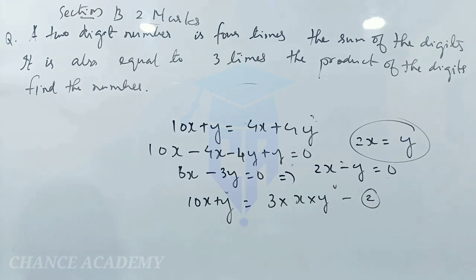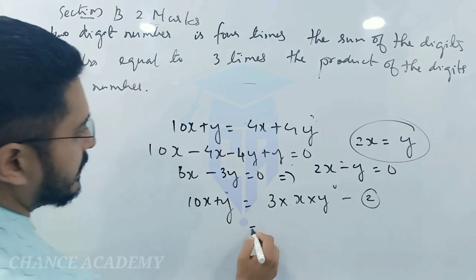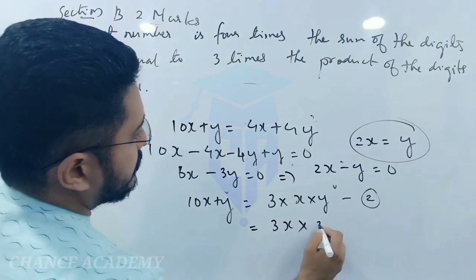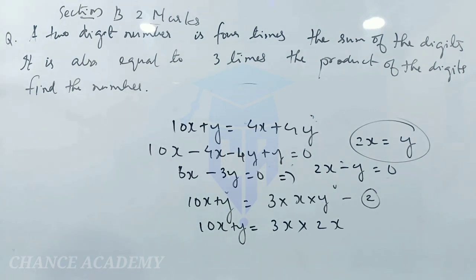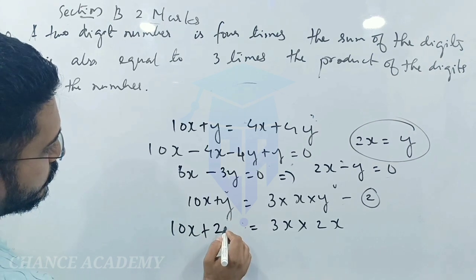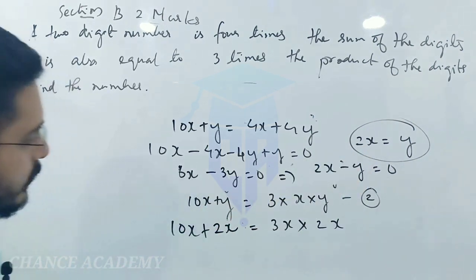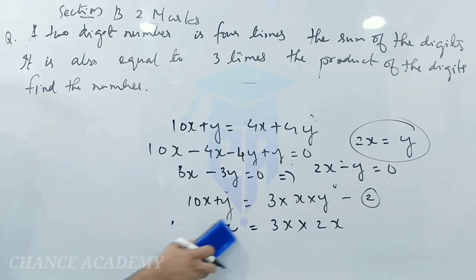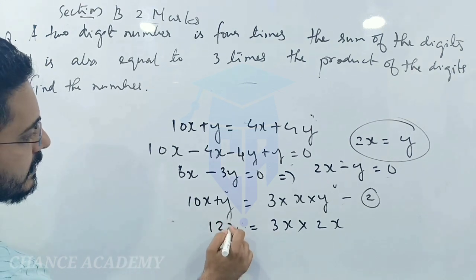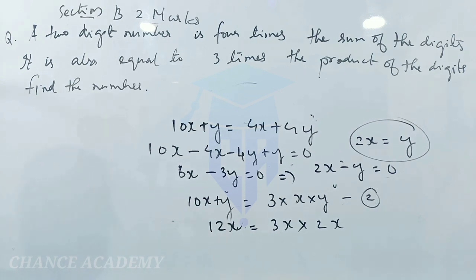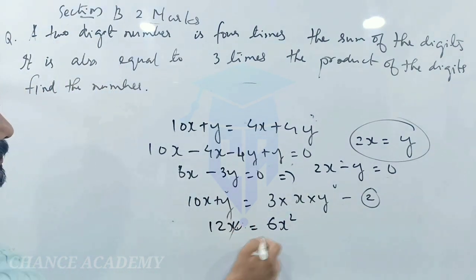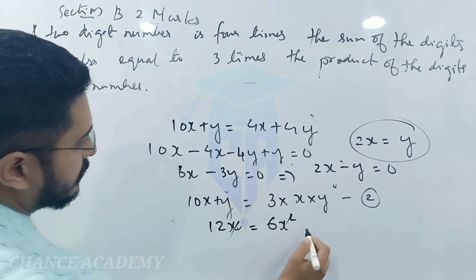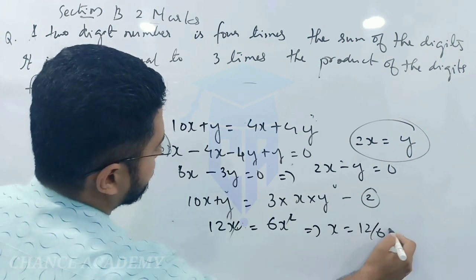So you can substitute y as 2x in the second equation. Wherever you find y, you can replace it with 2x. So 10x plus y becomes 10x plus 2x, which can be rewritten as 12x. So 12x equals 3x into 2x, that is 6x square. One x will get cancelled from both sides. So finally you will get x equal to 12 by 6, that is 2.